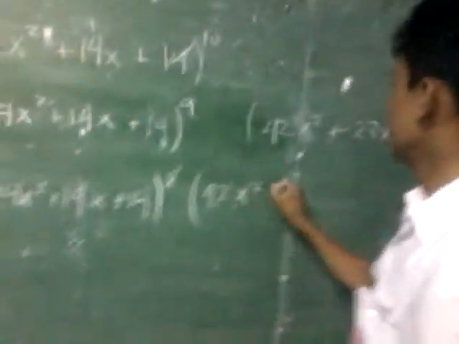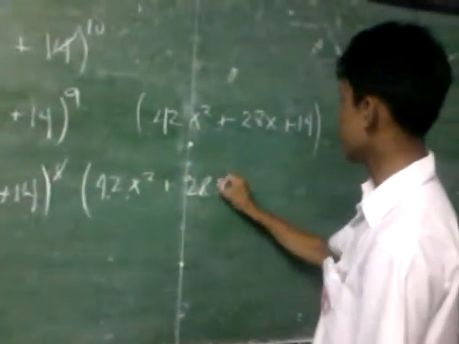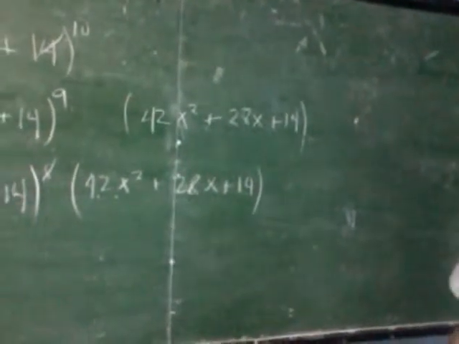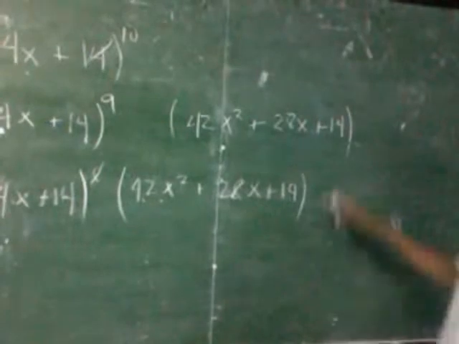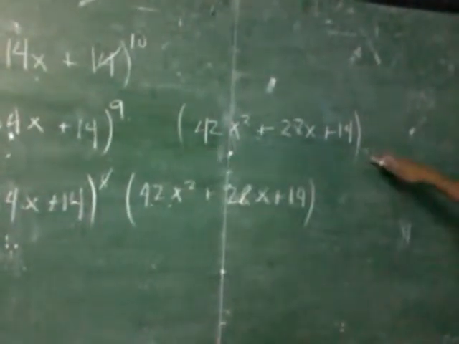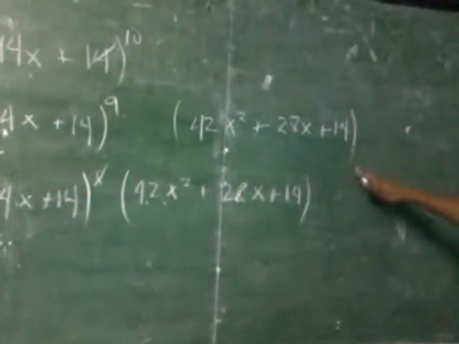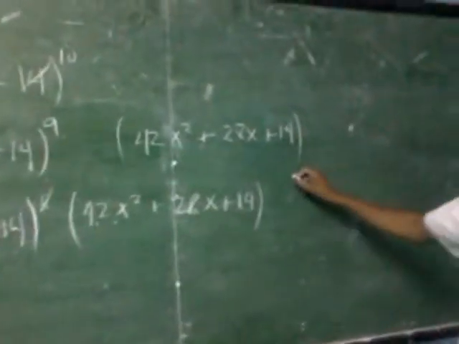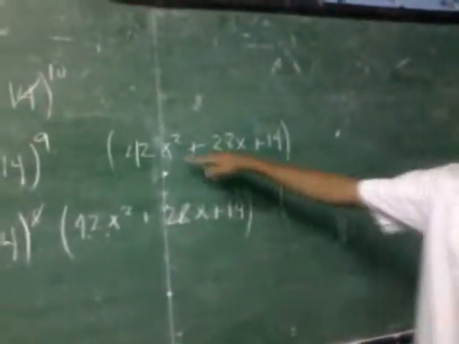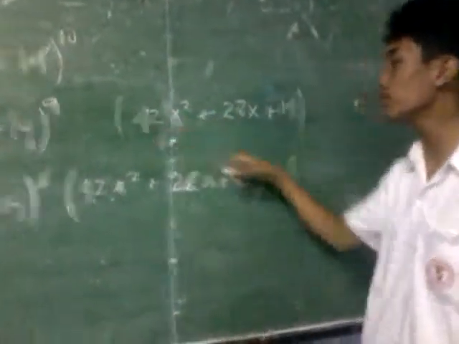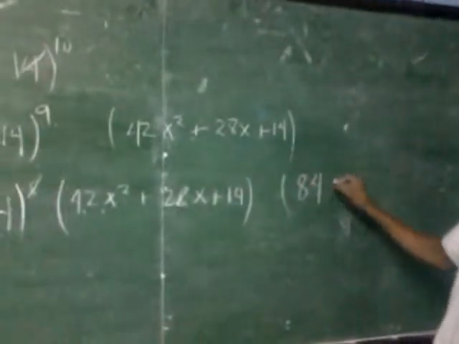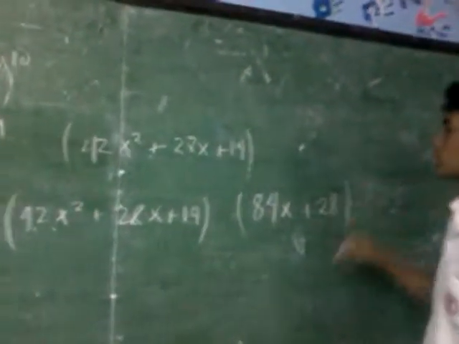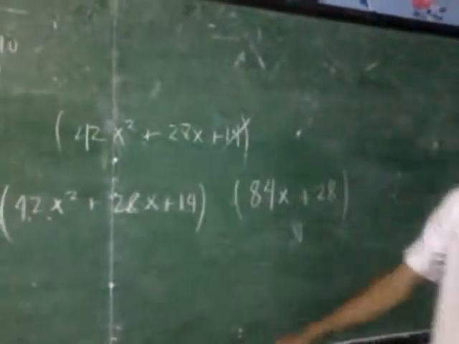42x squared plus 28x plus 14. But since it is the second derivative, we should find the derivative of this because it is another value separate to this. So to find this, just apply the power rule. 42 multiplied by 2 is 84x plus 28. But because this is constant, this will equal zero.